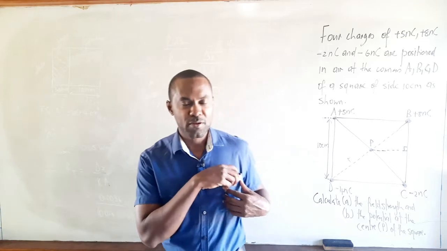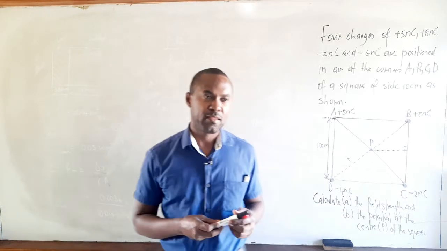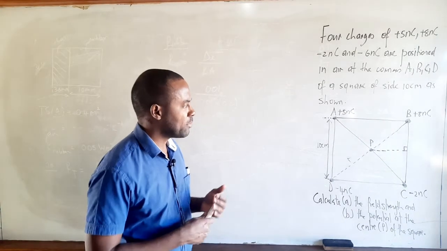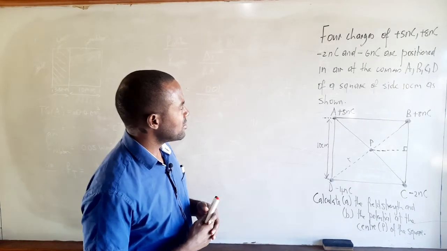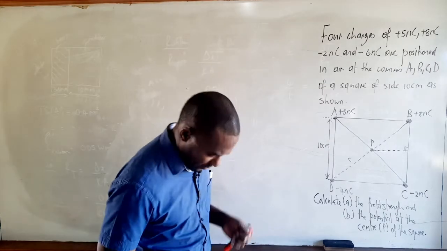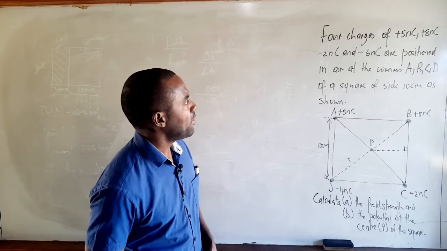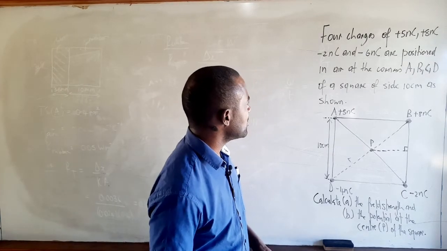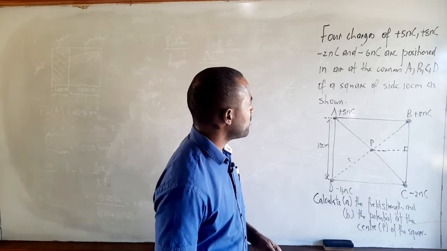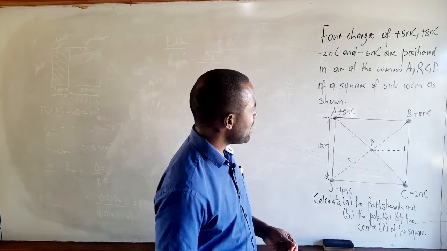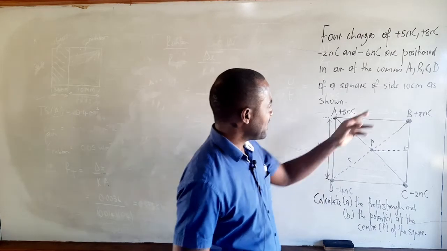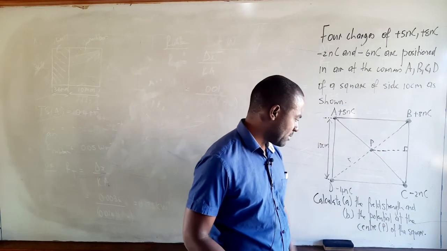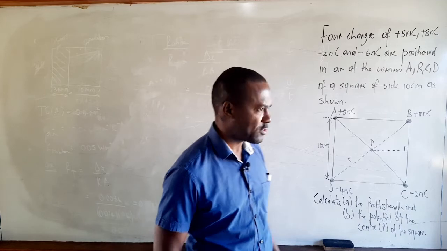In this video, we'll look at a question in which you're required to calculate the electric field strength and the electric potential at a point due to a few charges. So this is a question. The question says 4 charges of plus 5 nanocoulombs, plus 8 nanocoulombs, minus 2 nanocoulombs, and minus 6 nanocoulombs are positioned in air at the corners A, B, C, and D of a square of side 10 centimeter as shown. Calculate A, the field strength, and B, the potential at the center of the square.